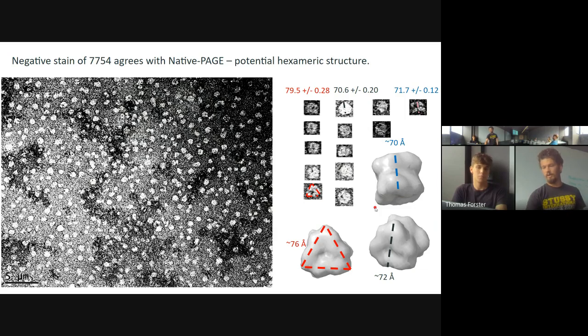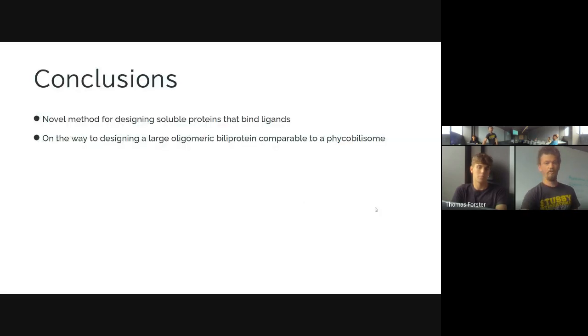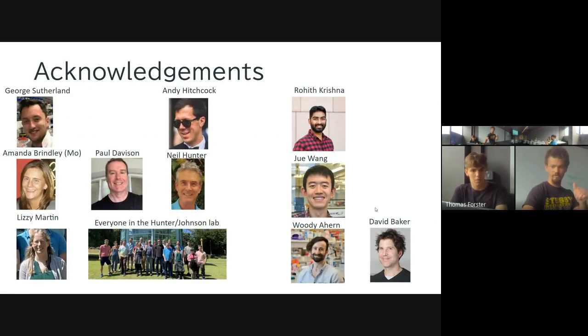So yeah, I'll just leave it there. But the takeaway is that there are novel methods for designing soluble proteins to bind ligands. And you can also create novel interfaces to generate your own oligomeric state, depending on what you want to do. Thank you. Thanks to everyone involved.